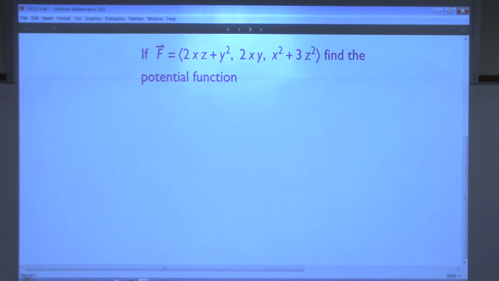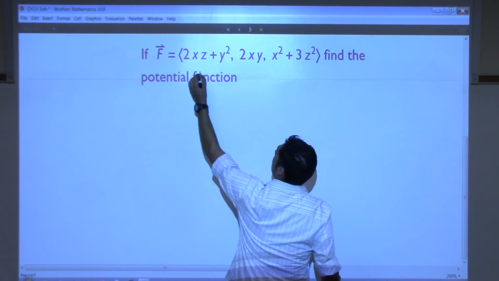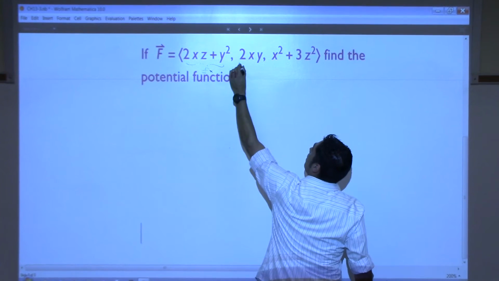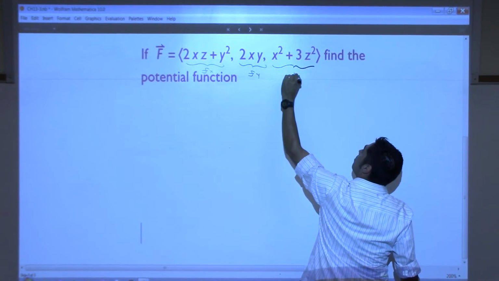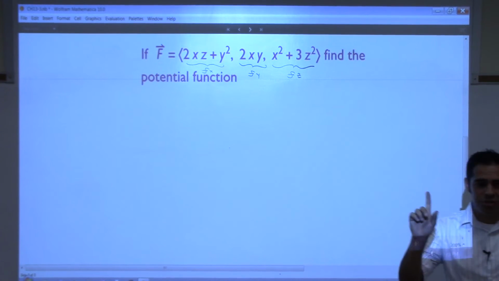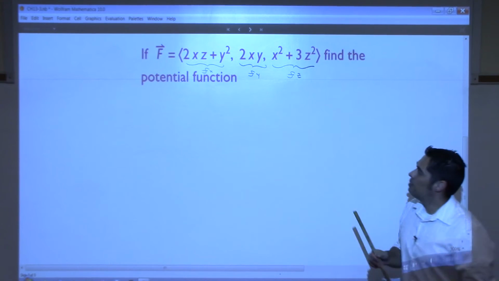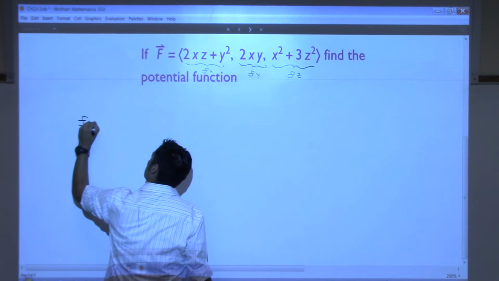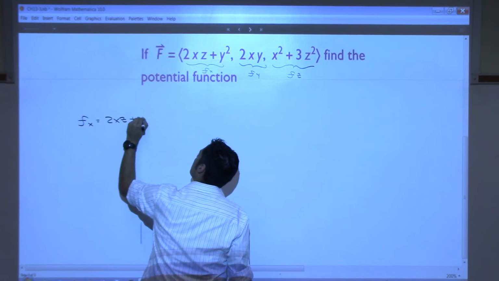Okay. It's three-dimensional. So what we know is that this piece is the partial of little f with respect to x. This piece is the partial of little f with respect to y. And this piece is the partial of little f with respect to z, assuming that it is conservative. So I'll take that first piece of information I have, which is that the partial of little f with respect to x must equal 2xz plus y squared.